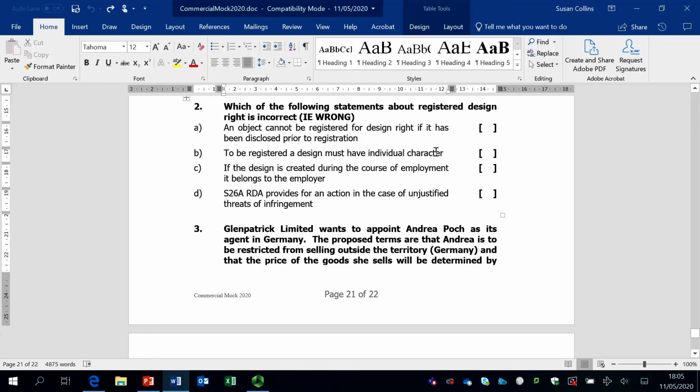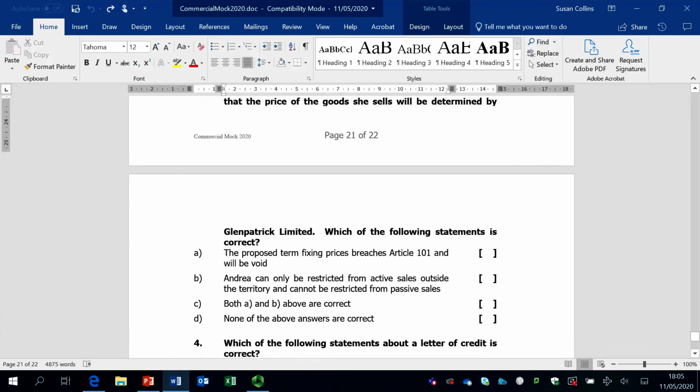It has to be new and have individual character. So B is correct. If the design is created during the course of employment, it belongs to the employer. That's correct as well. Remember, we looked at that in class. And then also, yes, sections 26 and 26A, referred to here, deal with cases of unjustified threats. So that's also correct. So 2A is the wrong answer.